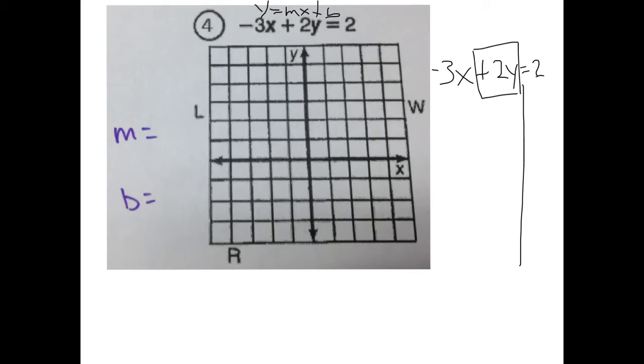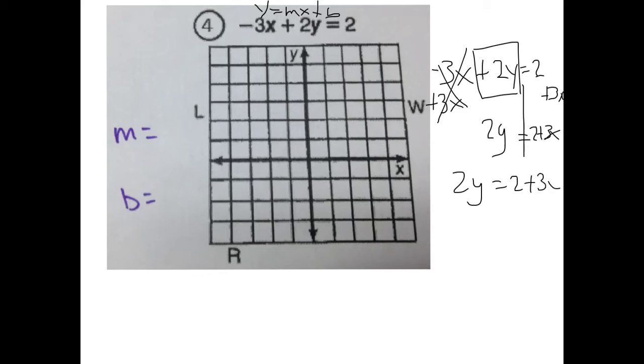Box our 2y. A minus 3x gets a plus 3x to both sides. Plus 3x, those cancel. Bring down my 2y equals 2 plus 3x. Okay, I'm going to erase that and write it a little bit over to the side so it's not so jammed up. 2y equals 2 plus 3x. Then I divide everything by 2.